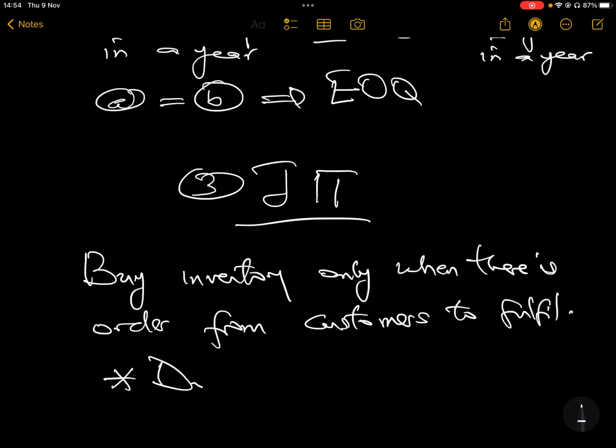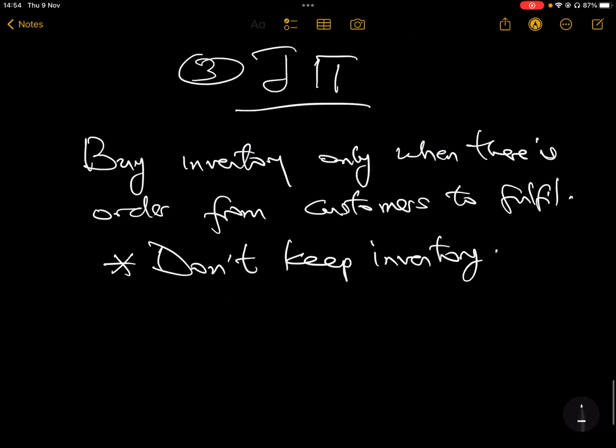So if you're using this approach, you don't keep inventory. So you don't have to rent a warehouse. You don't need to buy a property to keep it. You won't worry about wastages. You won't worry about damages. You don't worry so much about things going obsolescent because you don't even keep them.